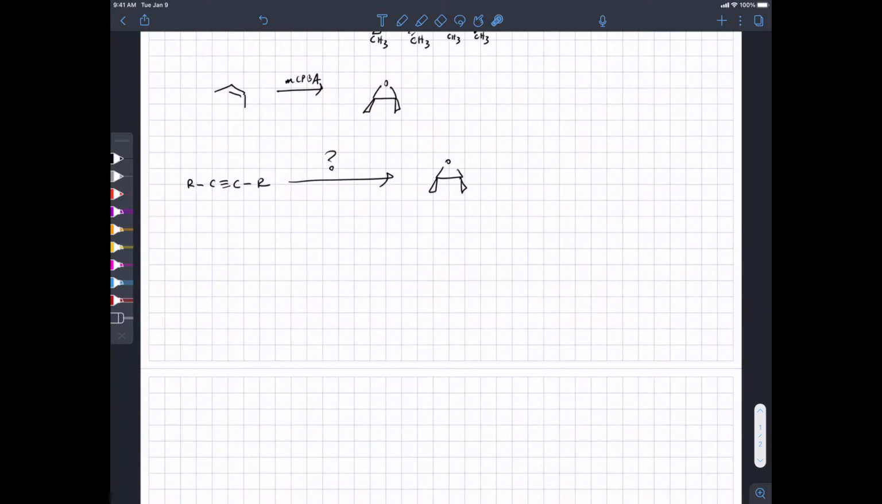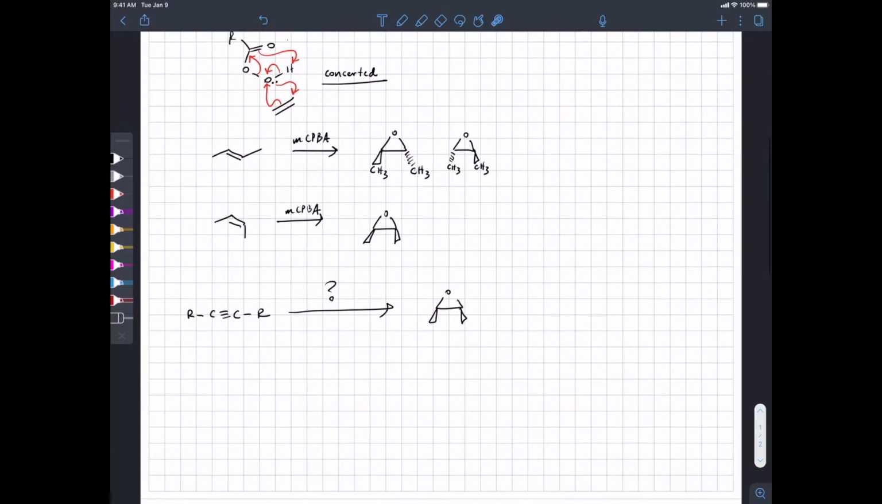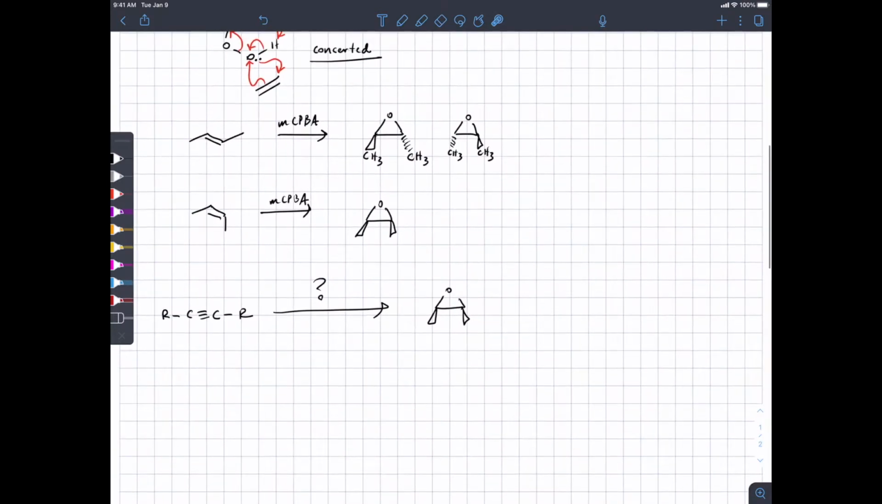Oh, sorry, so for the trans one, like this one, it doesn't really matter because they're the same group coming off. Would you get both enantiomers? Yeah, for the trans one, you do get both of these enantiomers. So these two are chiral and they're mirror images of each other. And that's because the alkene can attack from its top face or its bottom face.